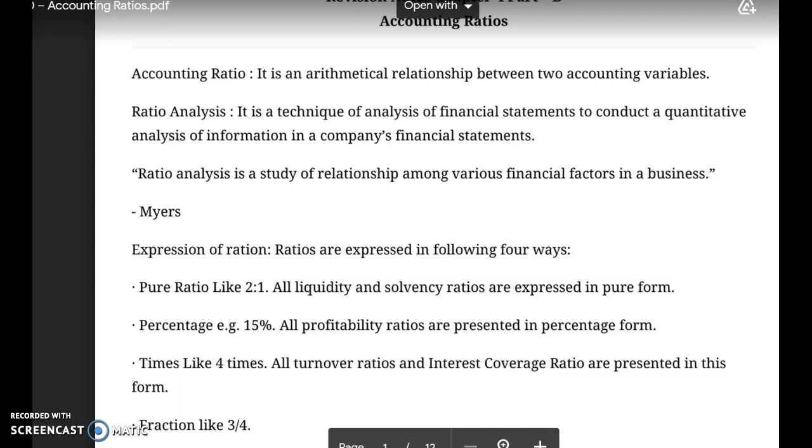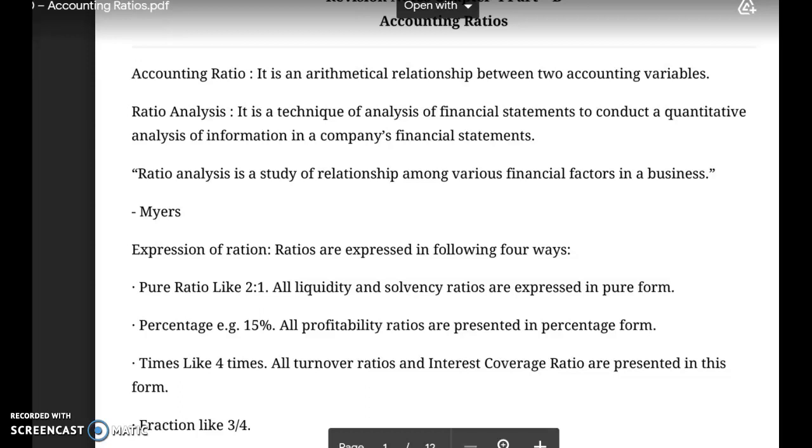Now, what is ratio analysis? Ratio analysis is basically a tool for analysis and review. Ratio analysis is a technique of analysis of financial statements to conduct a quantitative analysis of information in a company's financial statements. Very simply, ratio analysis is a tool with the help of which we can analyze the various variables of financial statements in order to arrive at some authentic, quantitative conclusions about an organization.